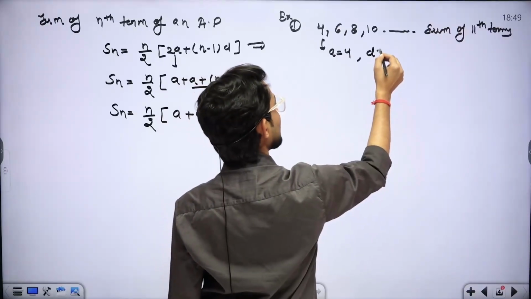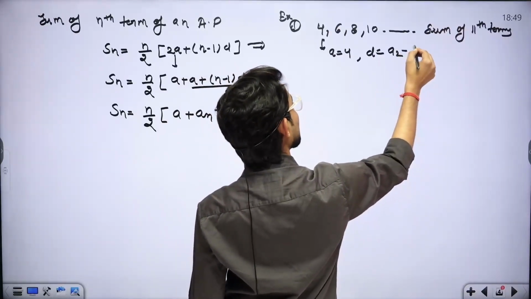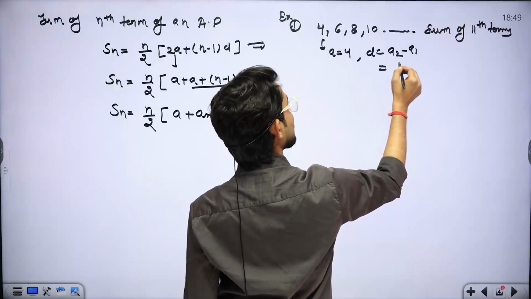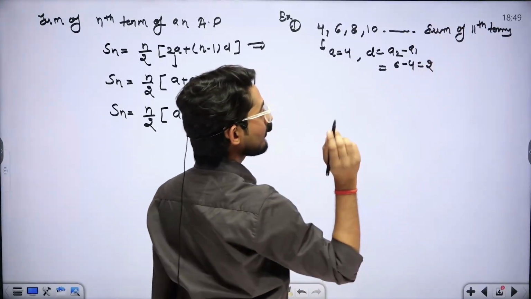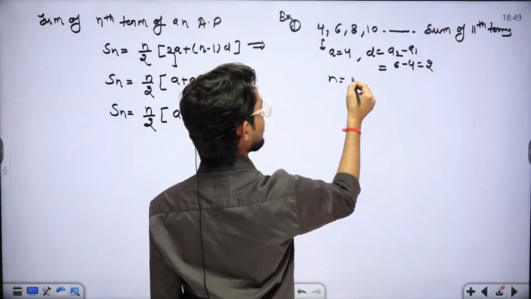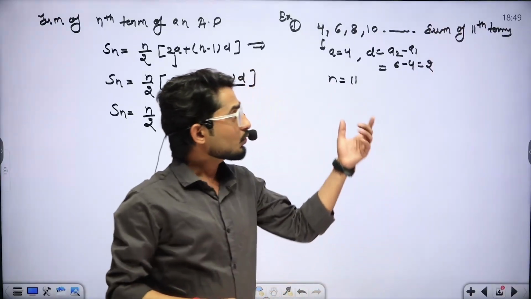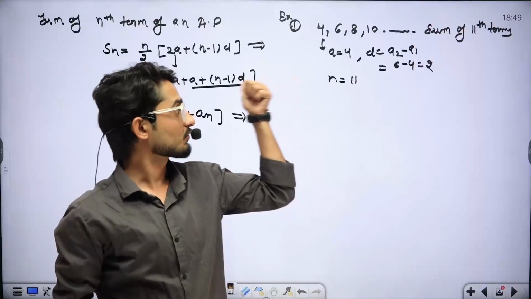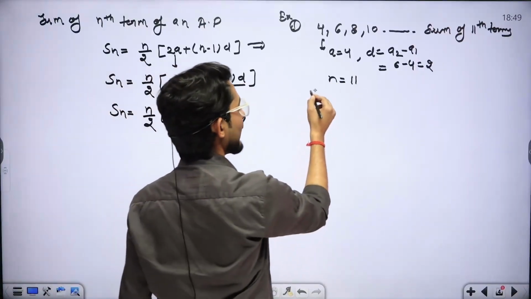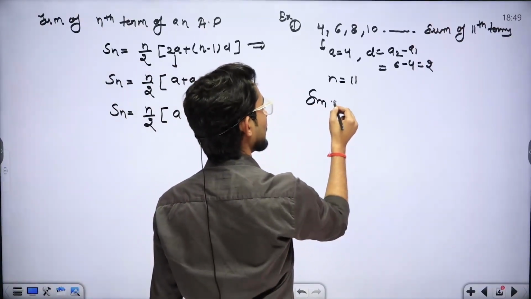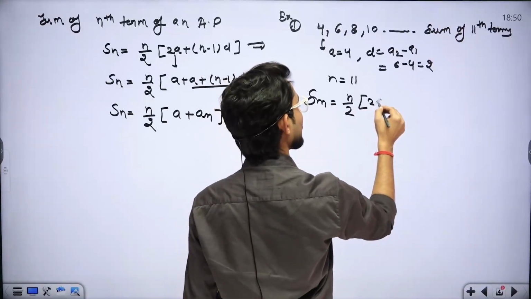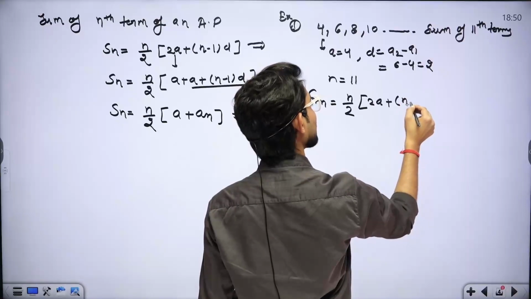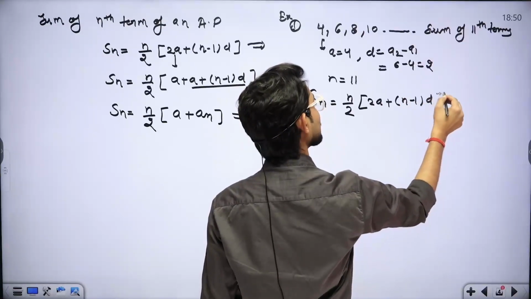d is given as A2 minus A1. A2 is 6 and A1 is 4, so 6 minus 4 equals 2. And n is given as 11. Now to find the sum of 11 terms, you will use this formula: Sn equals n upon 2 bracket 2a plus n minus 1 into d.